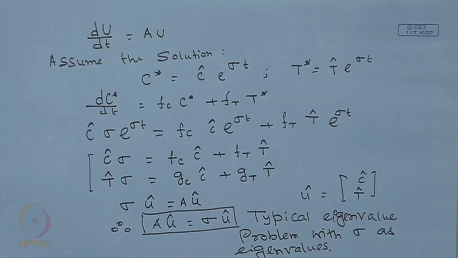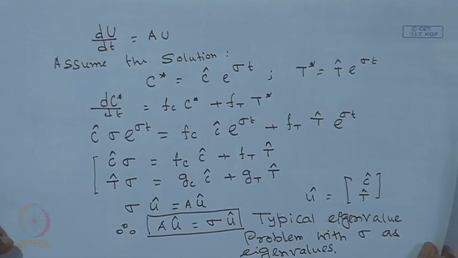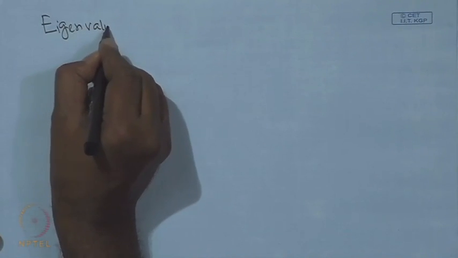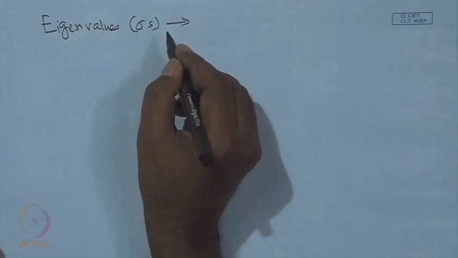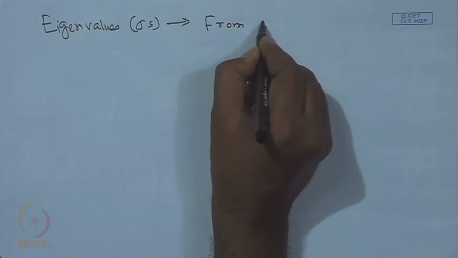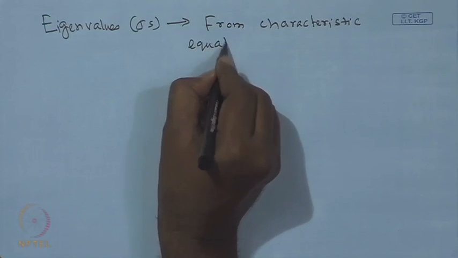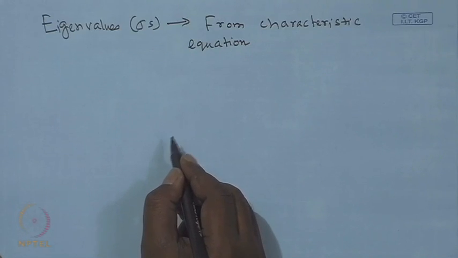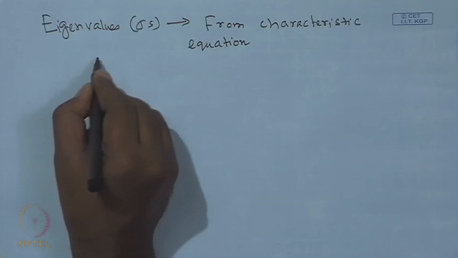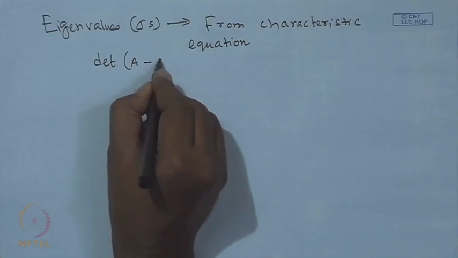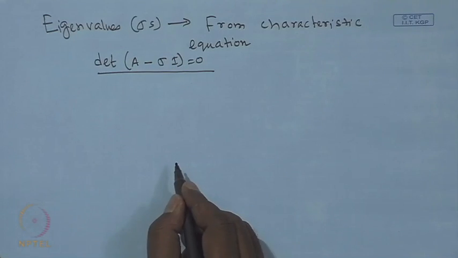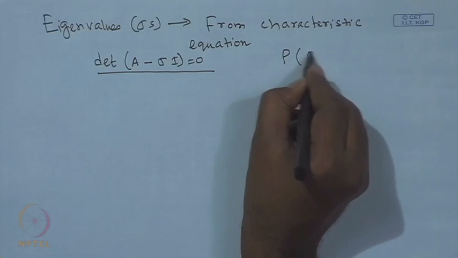So, we can come to some kind of analysis. Now, we will be looking into the values of eigenvalues and their signs in order to establish the stability. So, how do we obtain the eigenvalues? Eigenvalues are obtained from the characteristic equation, and this characteristic equation is obtained by solving the determinant of A minus sigma I equal to 0. We have to solve this determinant equal to 0, and we will be getting the characteristic equation P(sigma) equal to 0.